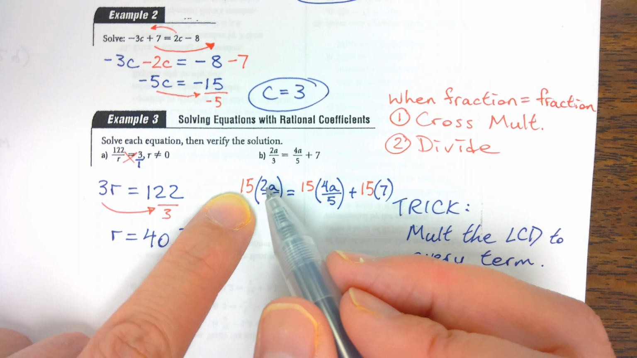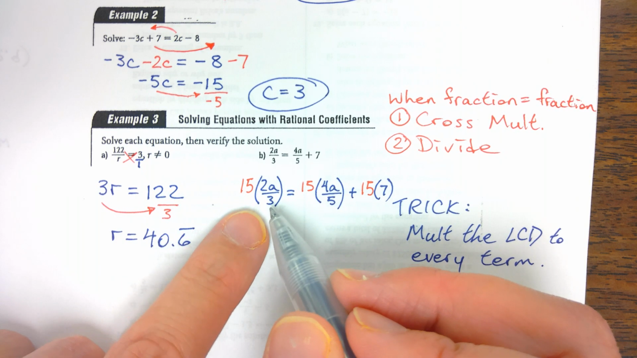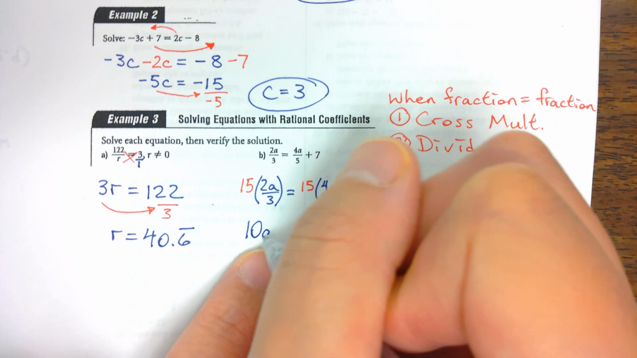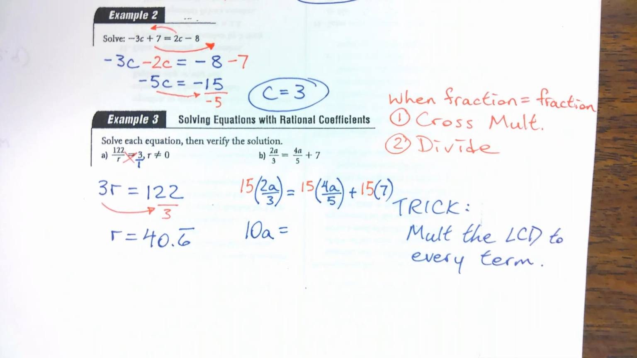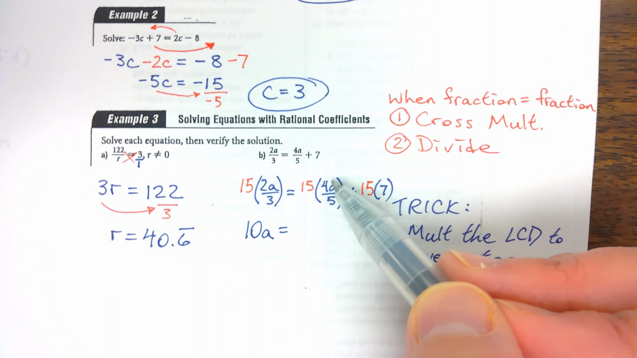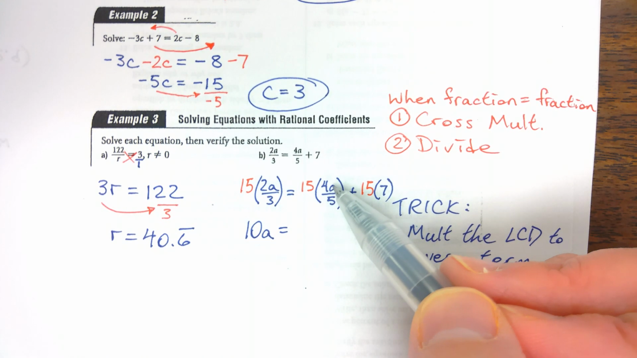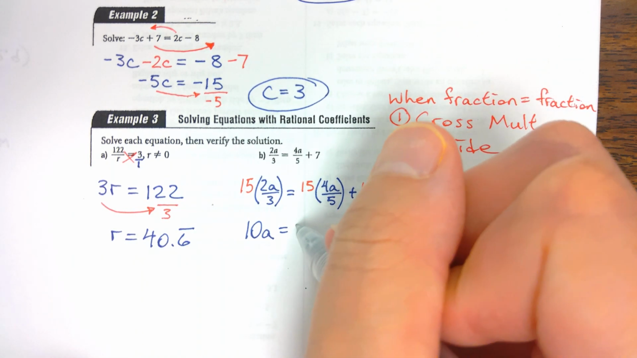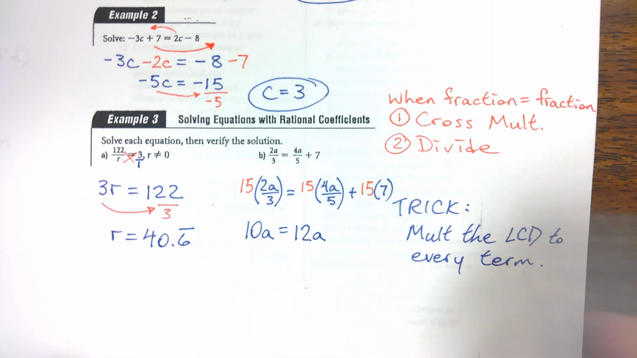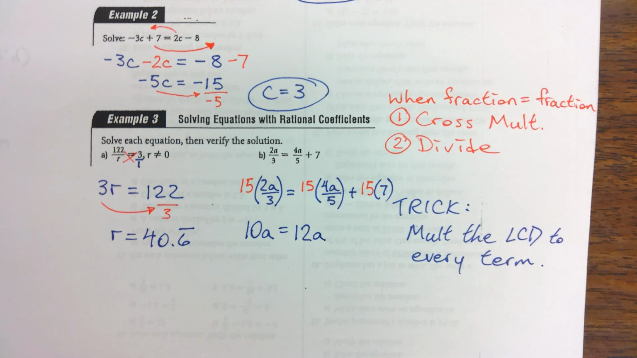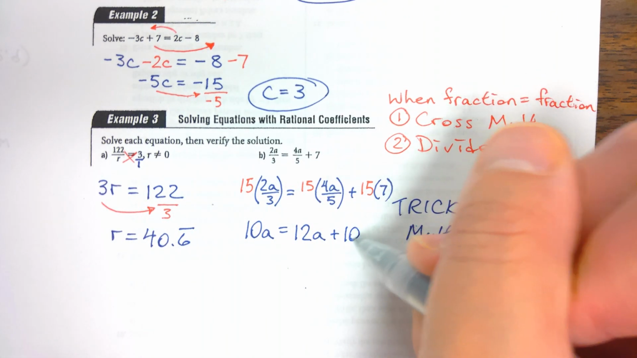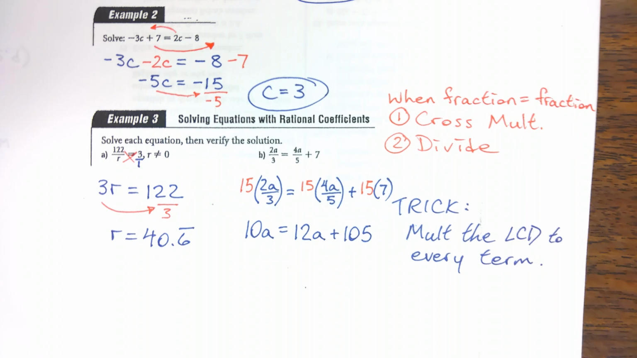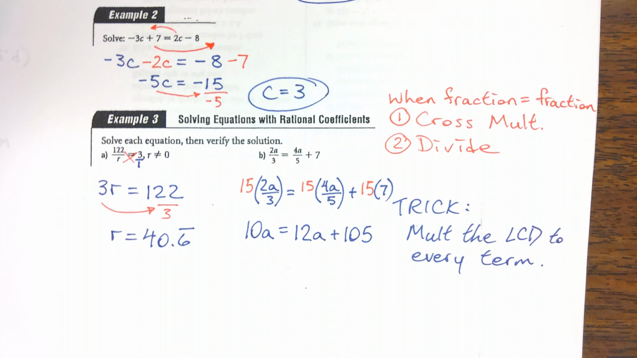So 15 times 2 is 30, divided by 3? 10. Yeah, so 10 what? 10a, because there's an a right here. All right. 15 times 4, 60. 60 divided by 5? 12. So 12a. And then lastly, 15 times 7. 105. And just like that, ta-da! No more fractions. Now it's just simple equations like example 1.